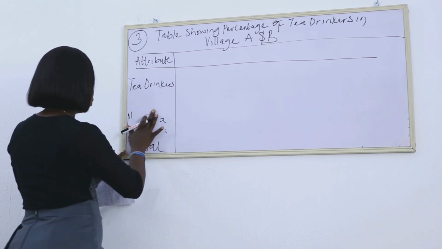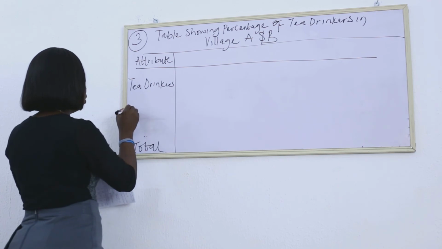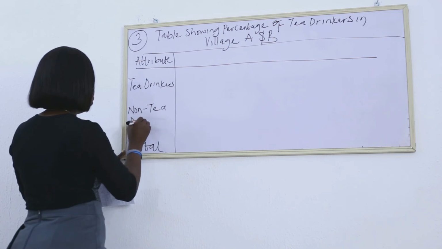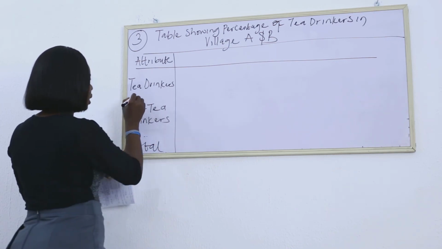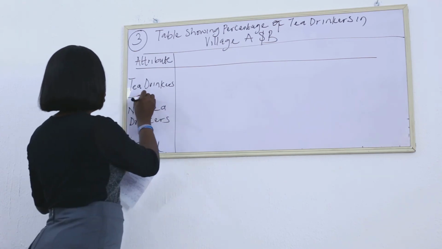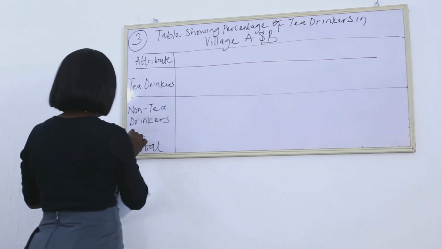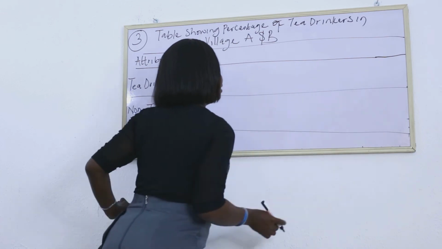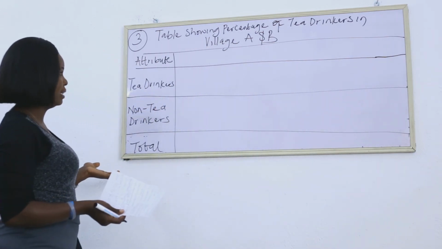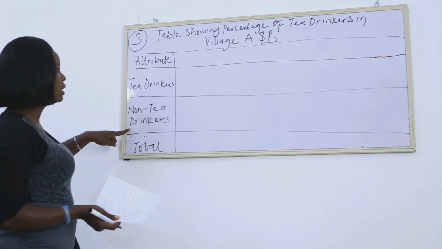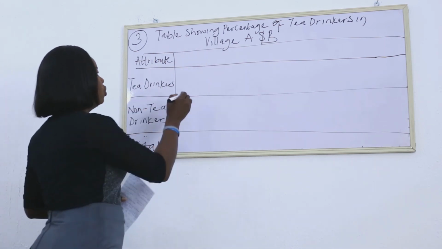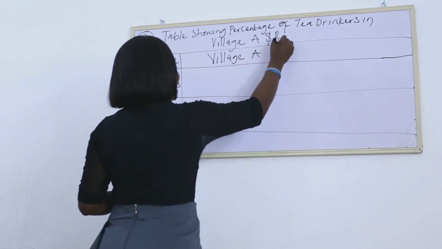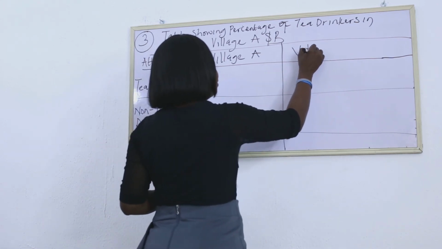This is too close, so I'm going to clean and rewrite non-tea drinkers. Then the total. I'm going to draw a line across to the other end, then another line to the other end. Then don't forget that apart from tea drinkers and non-tea drinkers, there are two villages. So the first one is village A, and the second is village B.